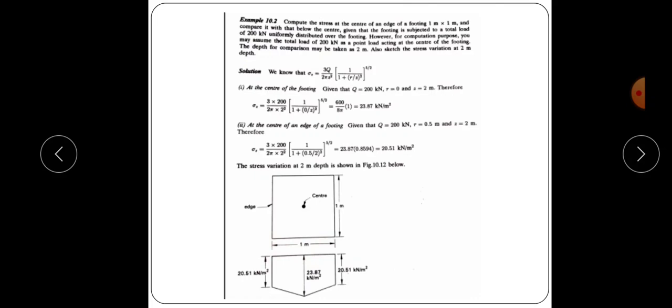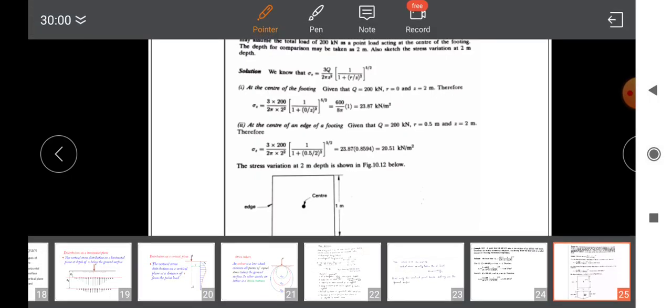Okay, so this is the problem based on the Boussinesq equation. Some other problems I will give as your first assignment. Okay. Today's lecture is over. Thank you.